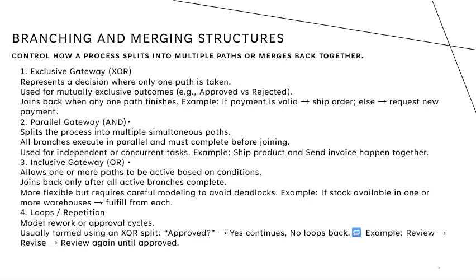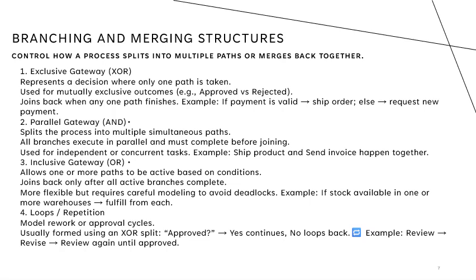The parallel gateway, which is AND, runs multiple branches at the same time. For example, after confirming an order, you might send an invoice and prepare a shipment simultaneously. When both finish, the process merges again. After that comes the inclusive gateway, or OR. It is more flexible. It lets one or more branches run depending on the conditions. It's useful for cases like sourcing from multiple suppliers or handling partial approvals.